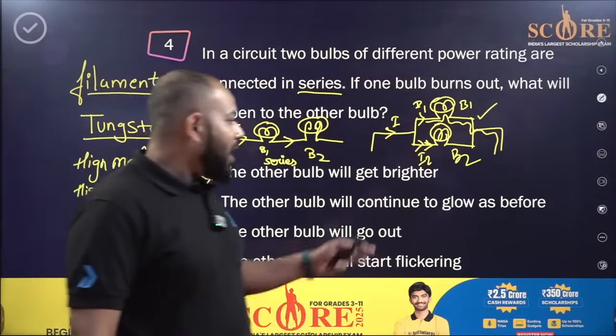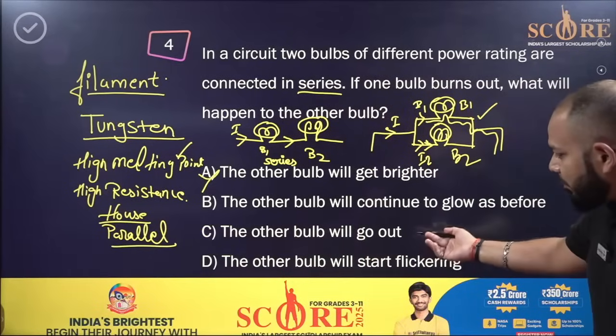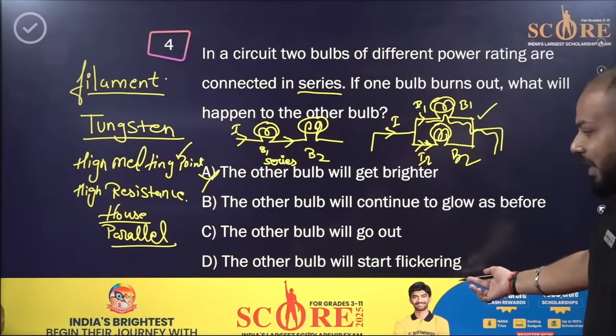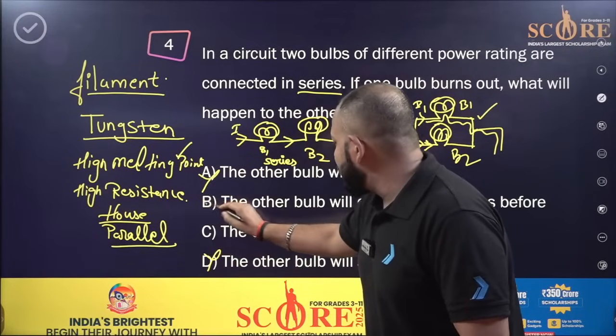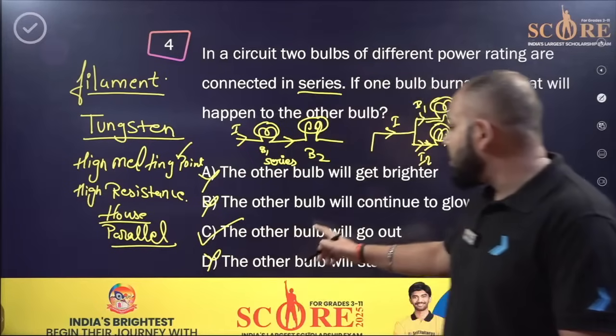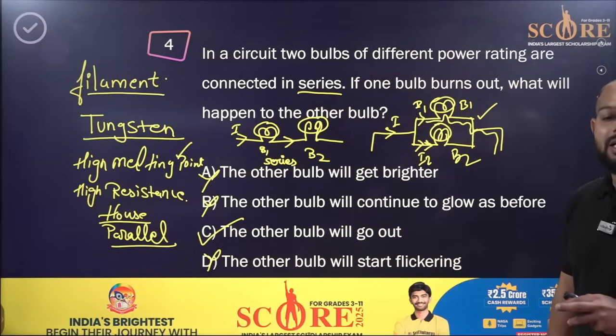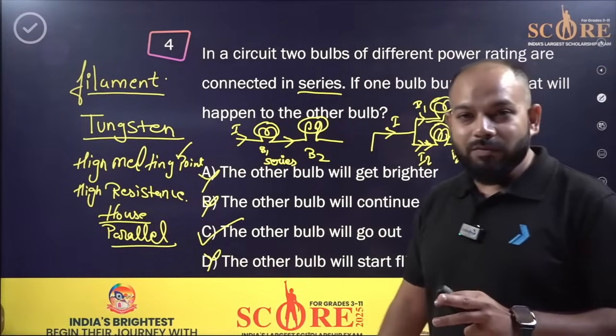Now, the other bulb will go out, or the other bulb will start flickering? No, not even a single current will go. So this is also wrong. This one is also wrong. This one is the correct one. The other will also go out in the series connection. I hope it's been clear to everyone.